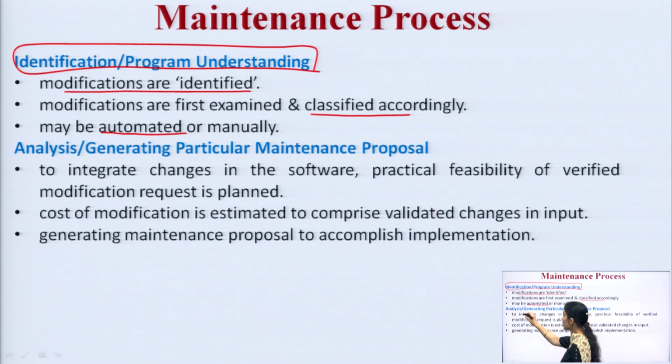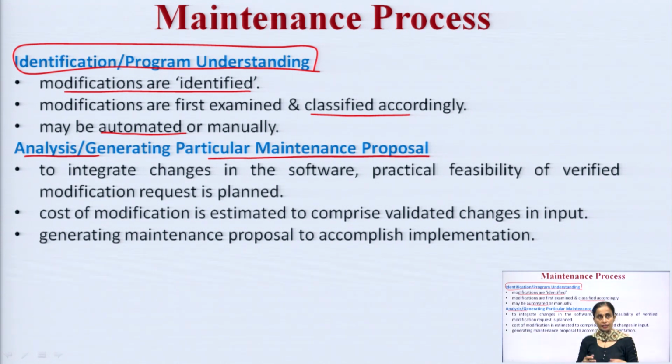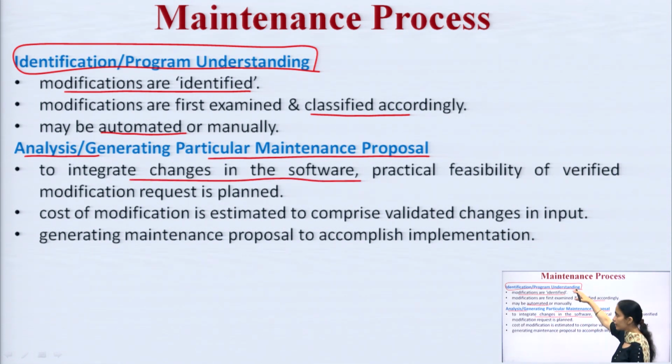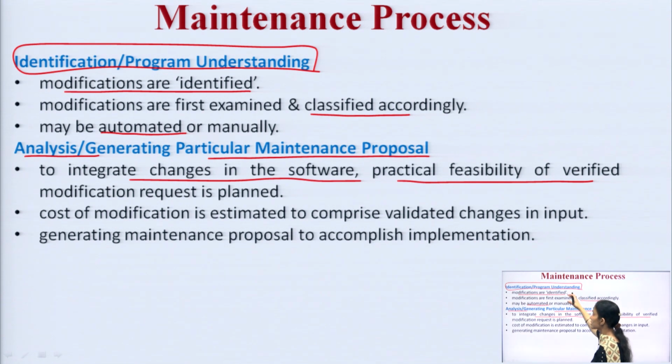Then the second phase says do the analysis, means generate the particular maintenance proposal. What does this mean? This means I have to integrate the changes in the software that I have discussed in the previous phase, that is the identification phase. Practical feasibility of this modification is planned, whether they are practically feasible or just in dreams. Then the cost of modification is estimated in this analysis.